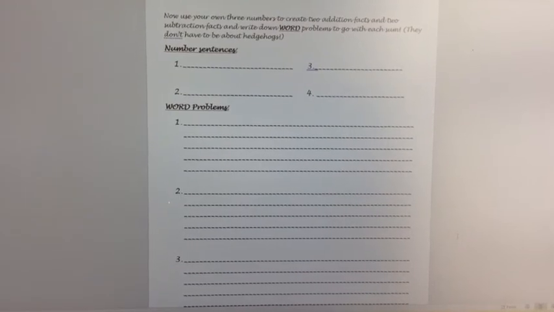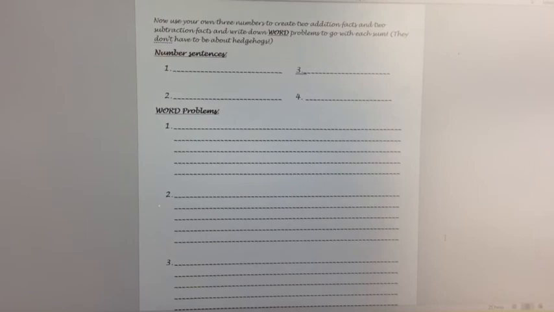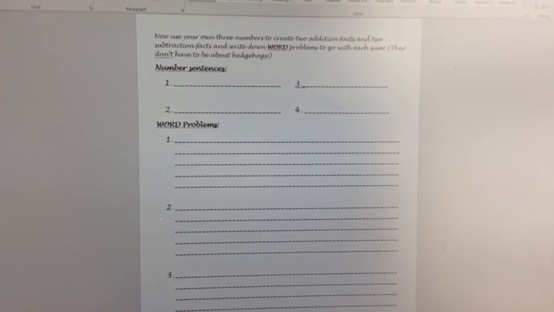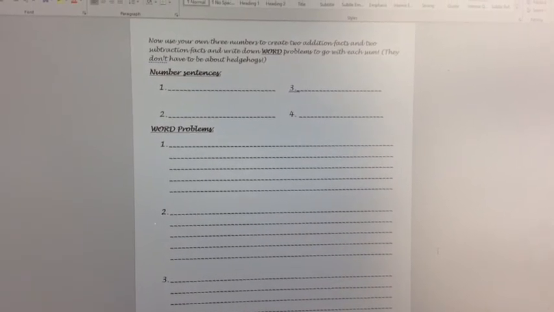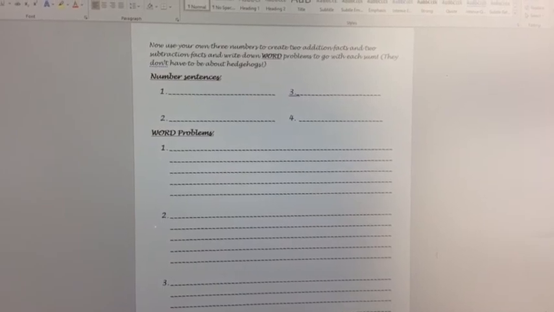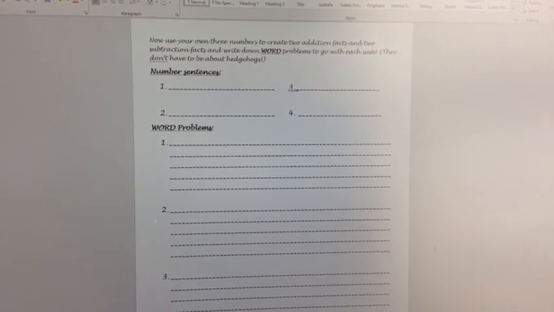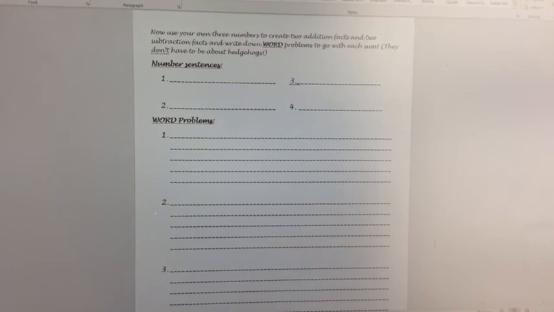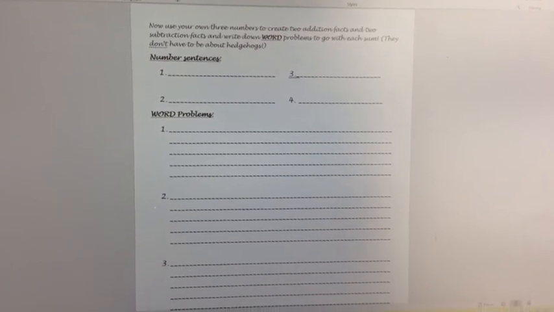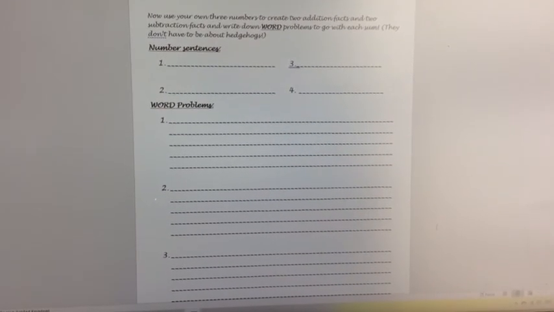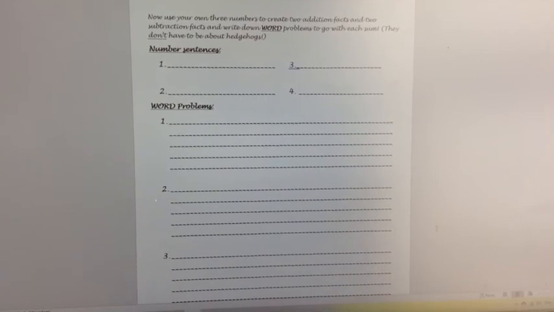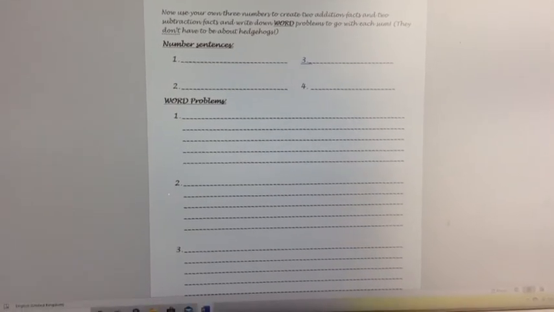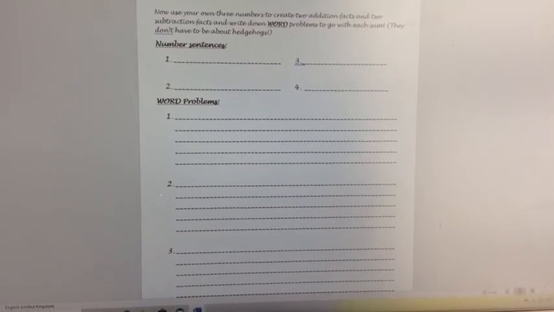This is the last sheet you'll need today, and here you get to pick your own 3 numbers that are related or in a family of facts, and you should be able to make 2 addition facts from them and 2 subtraction facts just using those 3 numbers. Then write a word problem to go with each sum. And look what it says, they don't have to be about hedgehogs or elephants for that matter. I look forward to reading those. Have fun, boys.